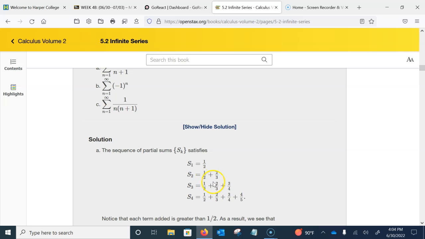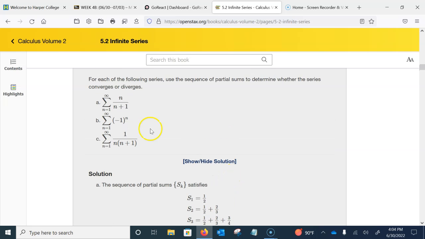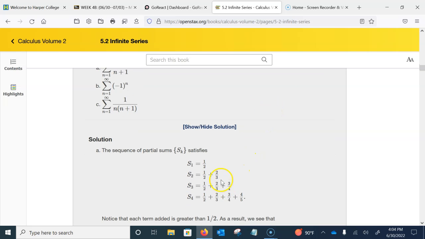Then I'm going to have 1/2 plus 2 over 2 plus 1, which is 2/3. So that's what the sum is for the first two. S sub 3 will be 1/2 plus 2/3 plus 3/4. Notice I'm adding the first three terms. S sub 4 would be adding the first four terms.